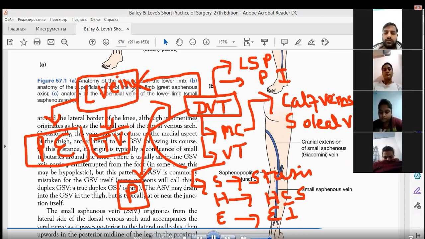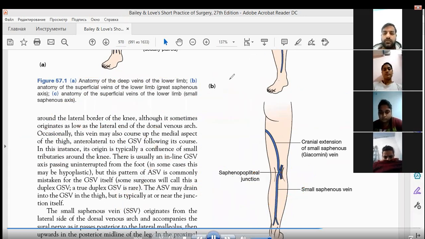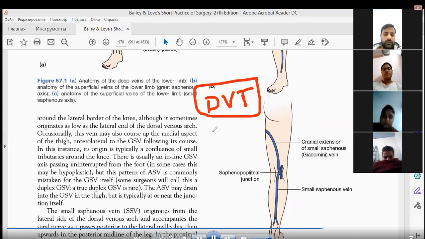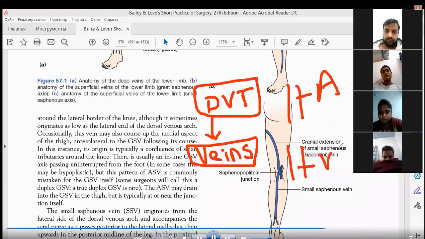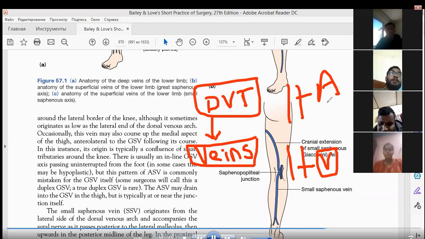And please remember, DVT is the problem of the veins. Deep vein thrombosis is a problem of the veins. One important point which I want all of you to be very clear about: thrombosis can occur in arteries, and thrombosis can also occur in veins.